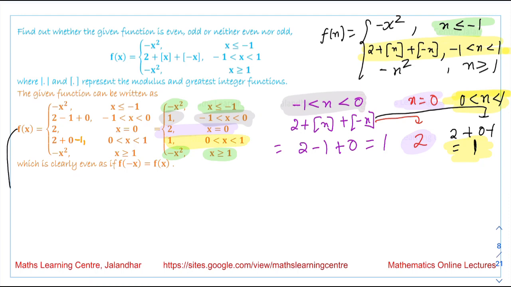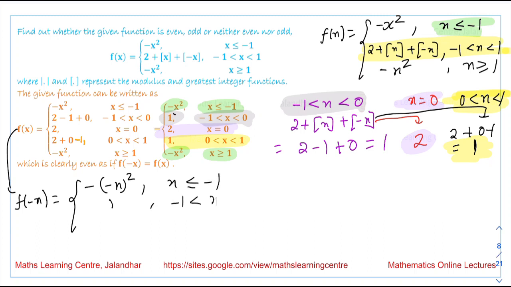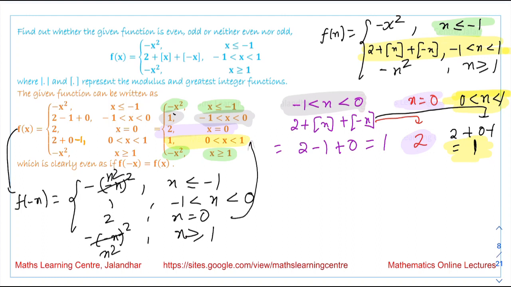Now, corresponding to this function, if we write f of minus x, it means in place of x we are writing minus x. So it is minus of x square when x is less than equal to minus 1. It is 1 when minus 1 is less than x is less than 0. It is 2 when x is equal to 0, and it is minus of x square when x is greater than equal to 1. So this value will become x square, and both these functions are equal, and we are writing f of minus x is equal to f of x.